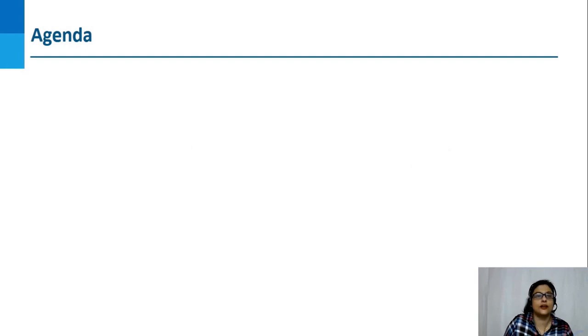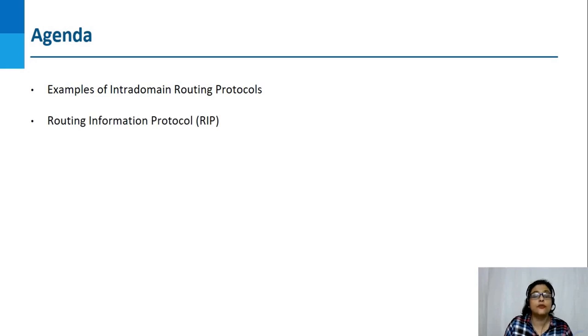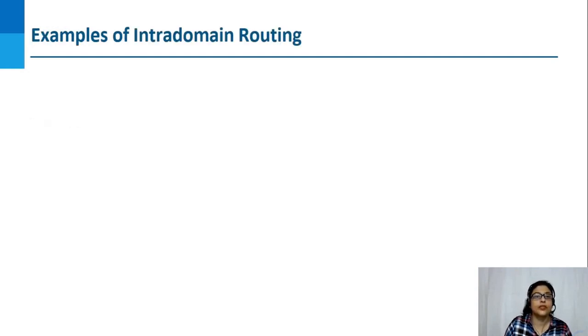So what is the agenda? We will look into some of the examples of intra-domain routing protocols. Routing information protocol or RIP, which is based on distance vector routing, will be discussed here in the beginning. After that, open shortest path first or OSPF, which is based on link state routing, will be discussed next.